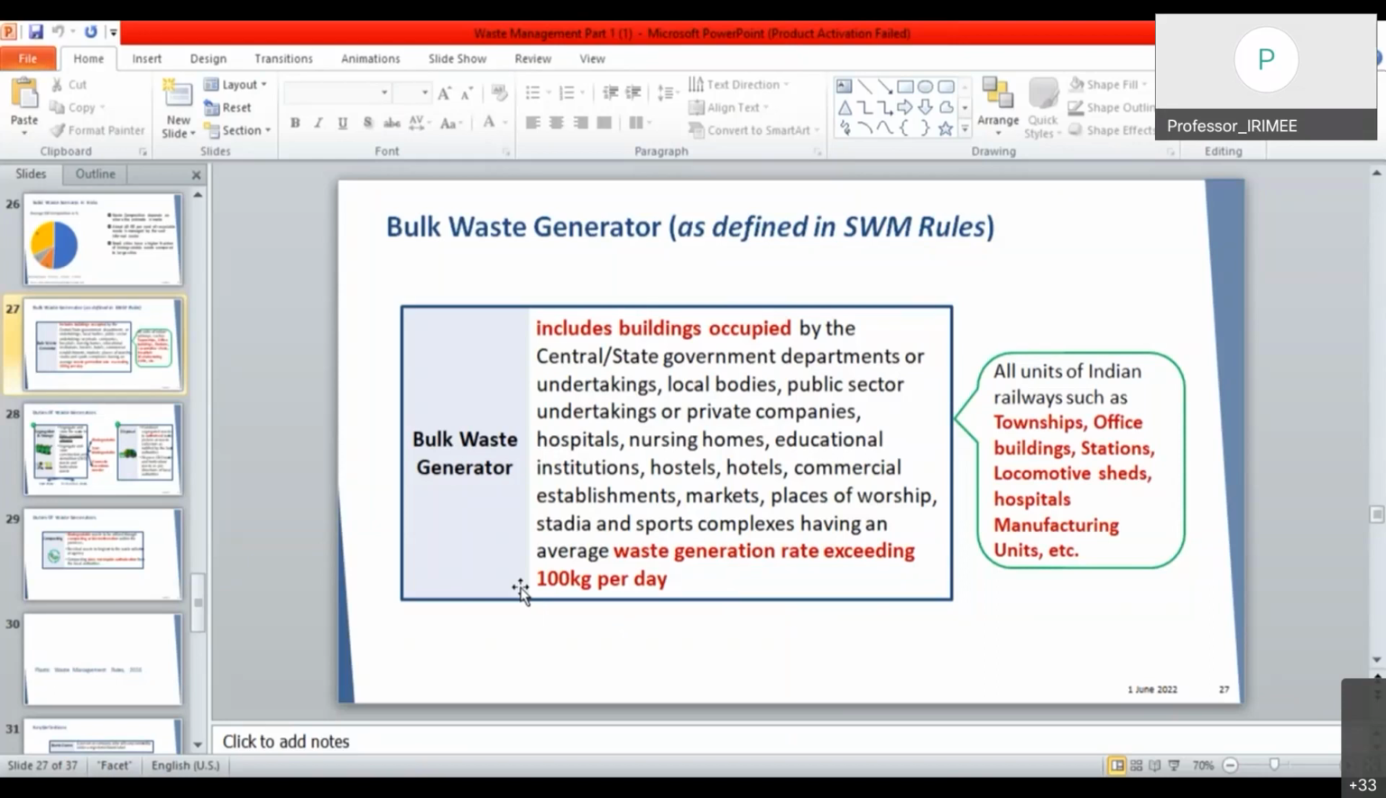In the case of railways, all the townships, office buildings, stations, locomotive sheds, hospitals, manufacturing units, they are coming under the purview of bulk waste generators. And all bulk waste generators are responsible to act as per the provisions of these rules.